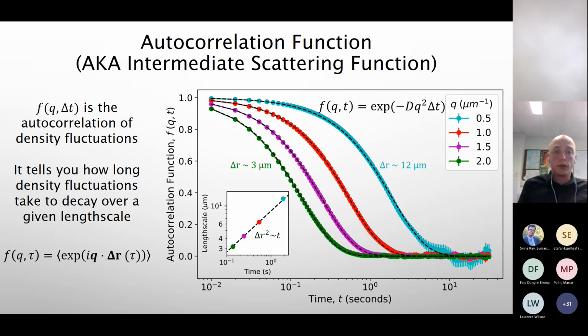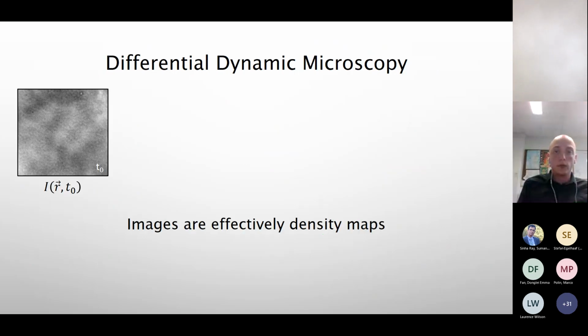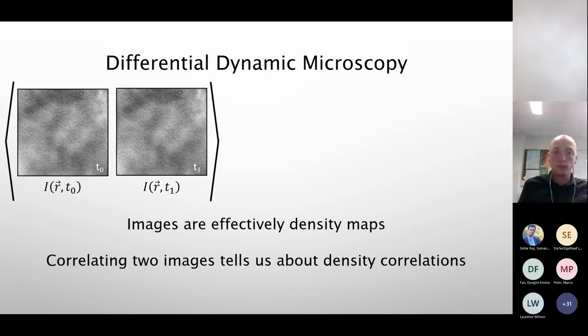So how exactly are you doing this? How are you getting density correlations from a video, which is what I promise you can use DDM on? So in short, images are effectively real space maps of density. If you've got a dark spot, it might mean there's more material, a light spot, less material, in the most straightforward high-level overview. Therefore, if we correlate two images, we're correlating two density maps, and we get information on the density correlations.